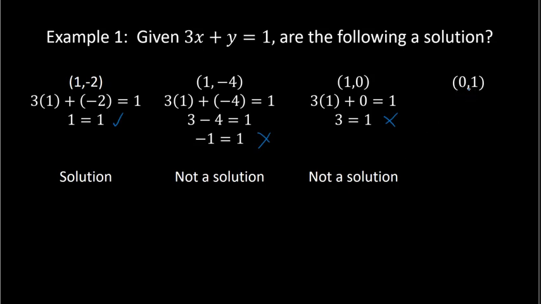One last time for 0, 1. We plug a 0 in for x and a 1 in for y. We now have 3 times 0 plus 1. And on the left side, that would be 0 plus 1, which is 1. So 1 equals 1. That is a true statement. Therefore, 0, 1 is a solution.